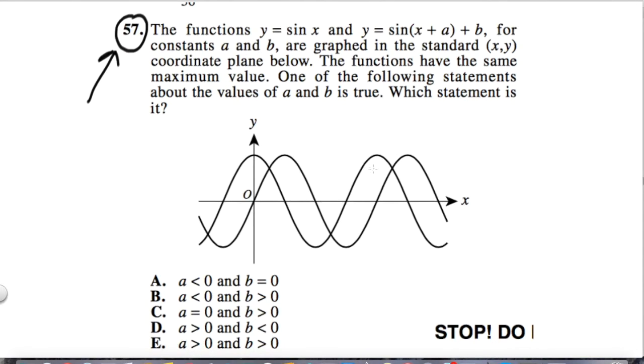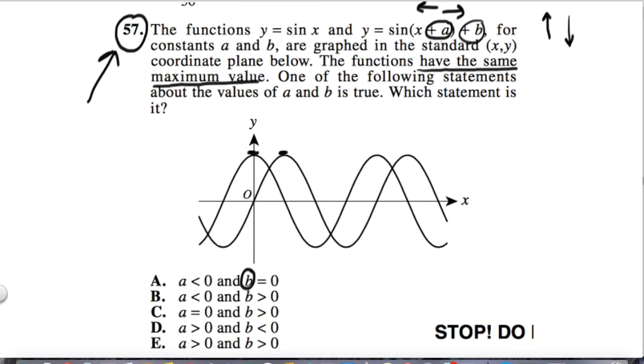Which statement is it? Okay, well, there was an important point made here, that the functions have the same maximum value. And that's evident. Here we have our maximum values here, and they're pretty much the same. With that said, we know that b must equal 0. And I'll explain to you why. The reason why is our a value here shifts the equation either to the left or to the right. Our b value brings the equation up or down.